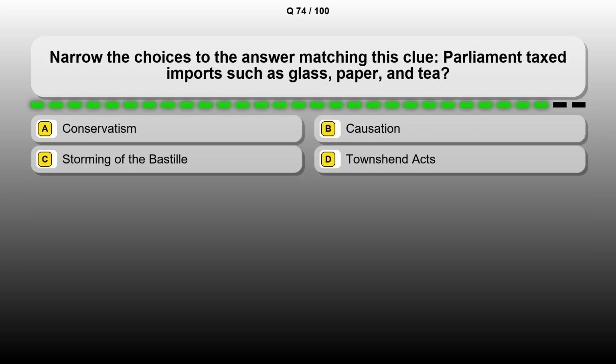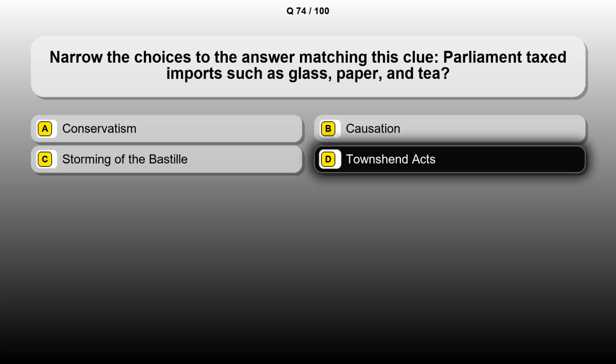Question 74. Narrow the choices to the answer matching this clue. Parliament taxed imports such as glass, paper and tea. Option A, conservatism. Option B, causation. Option C, storming of the Bastille. Option D, Townshend Acts.